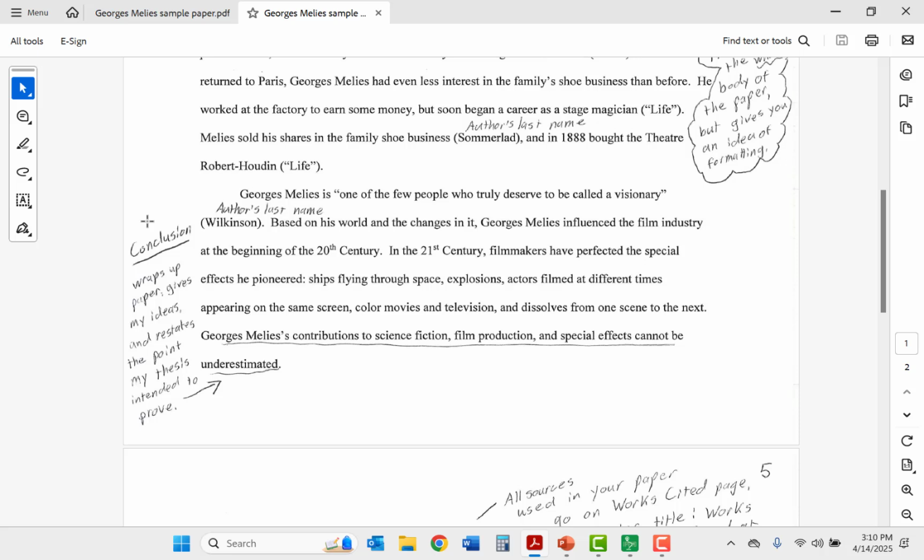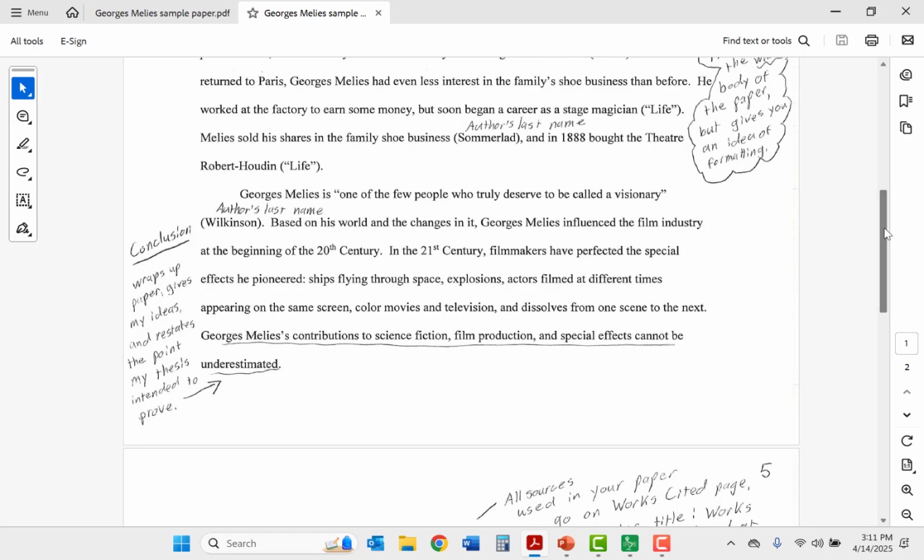So my conclusion says, Georges Méliès is one of the few people who truly deserve to be called a visionary. Based on his world and the changes in it, Georges Méliès influenced the film industry at the beginning of the 20th century. In the 21st century, filmmakers have perfected the special effects he pioneered: ships flying through space, explosion, actors filmed at different times appearing on the same screen, color movies and television, and dissolves from one scene to the next. Georges Méliès' contributions to science fiction, film production, and special effects cannot be underestimated.